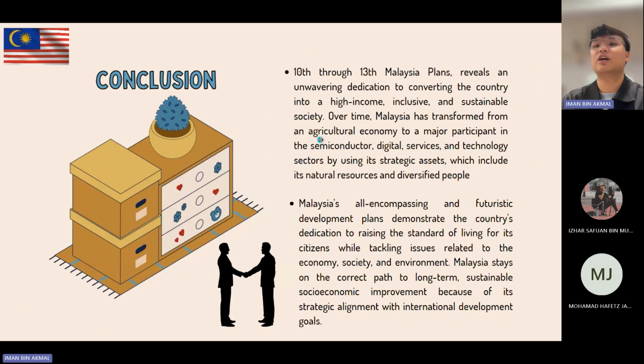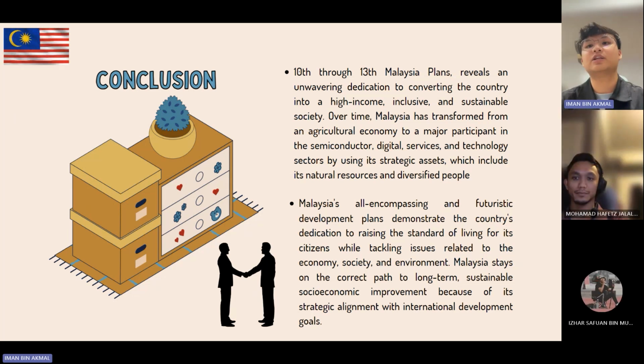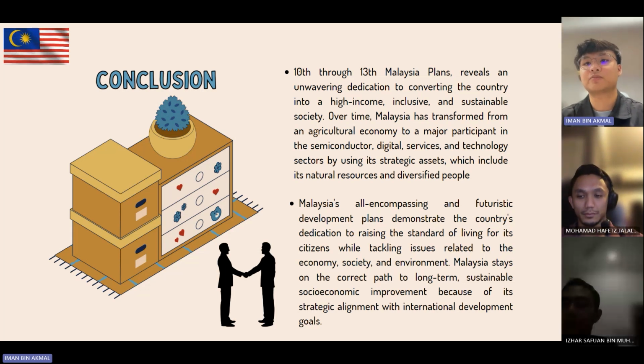So to conclude our presentation here, the 10th through 13th Malaysian Plans reveal an unwavering dedication to converting the country into a high-income, inclusive and sustainable society. Over time, Malaysia has transformed from an agricultural economy to a major participant in the semiconductor, digital services and technology sectors by using its strategic assets, which include its natural resources and diversified people.